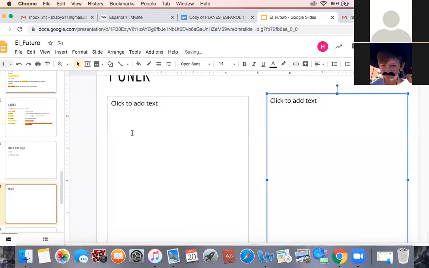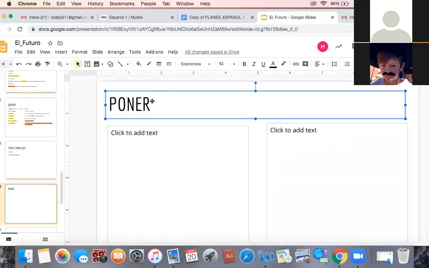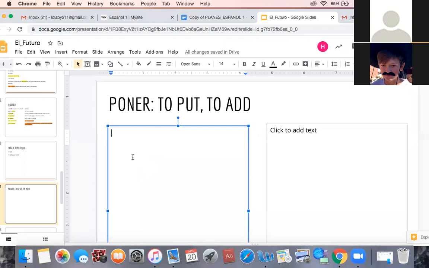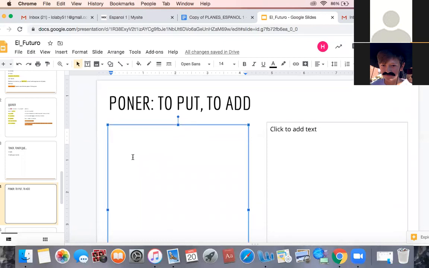Okay. Vamos a empezar. Entonces, poner means to put. It also means to add. Okay, so how do you use it when you're trying to use the future? This says, I will put, or for shorter, I'll put. Like, I'll put my shoes in the closet, right? That's how you use it in the future. I'll put my shoes in the closet.